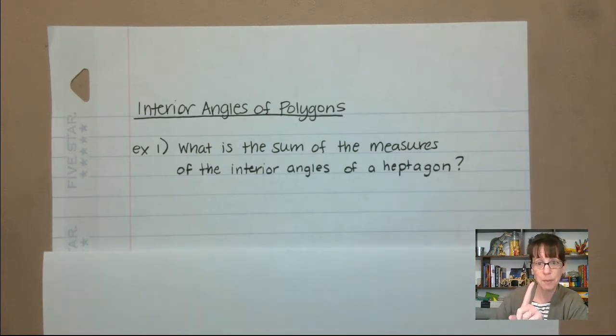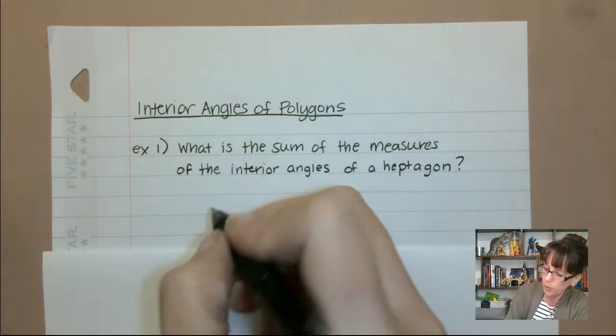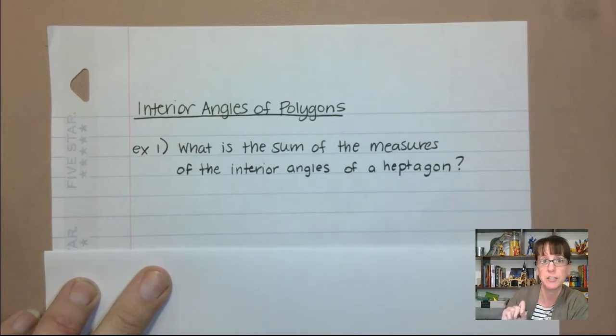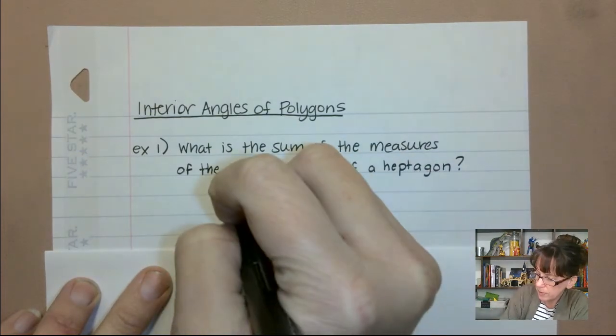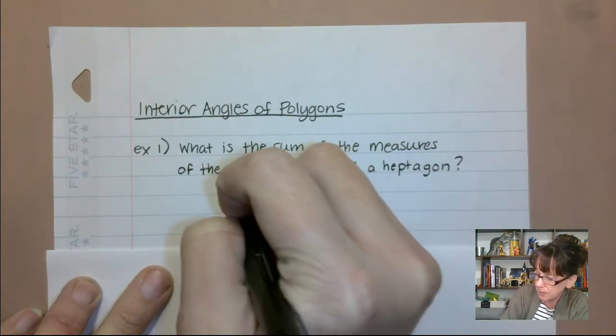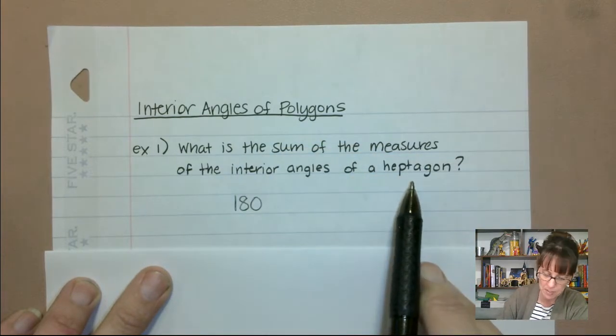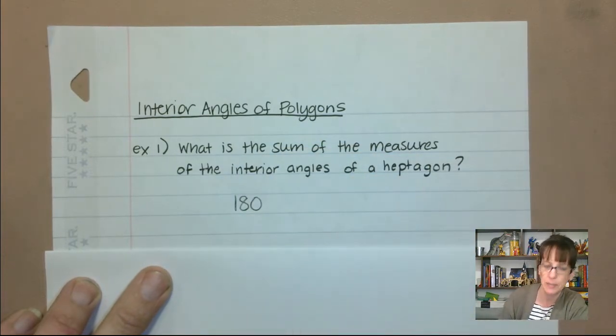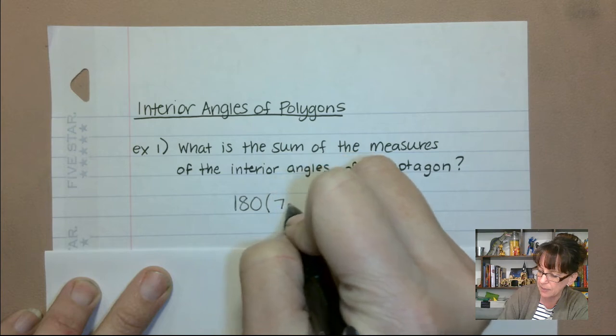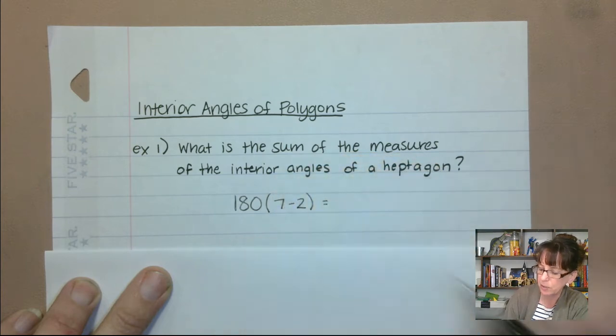Okay, so the sum means we're going to be adding them all up. So this is that lovely formula where we take the number of sides and we minus 2. So we're going to have 180 degrees and then the number of sides. Now remember that a heptagon is a 7-sided figure. So we're going to take 7 minus 2.